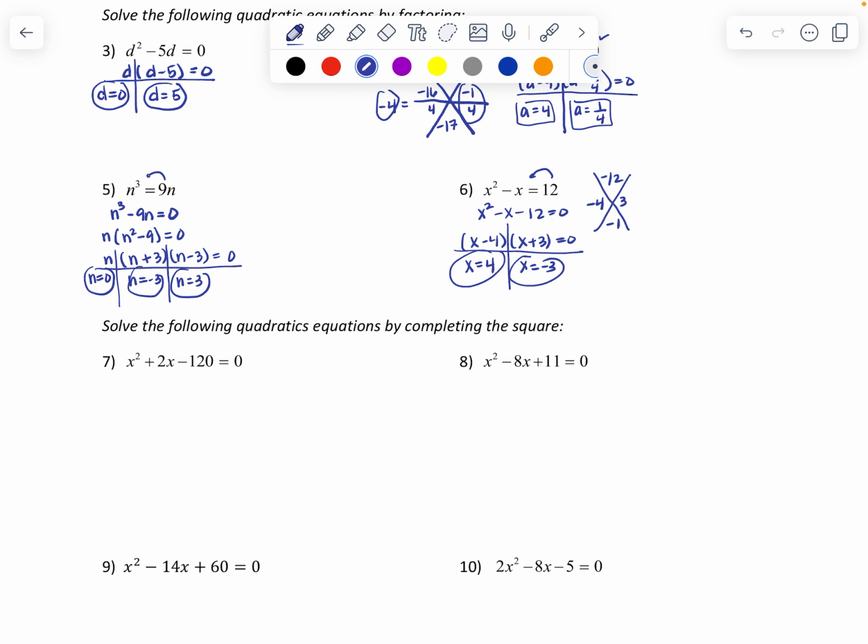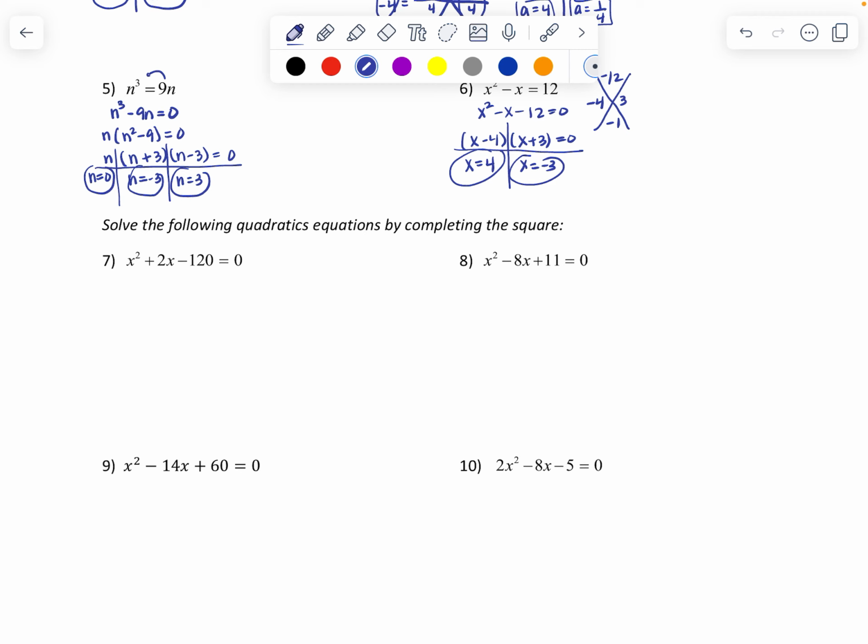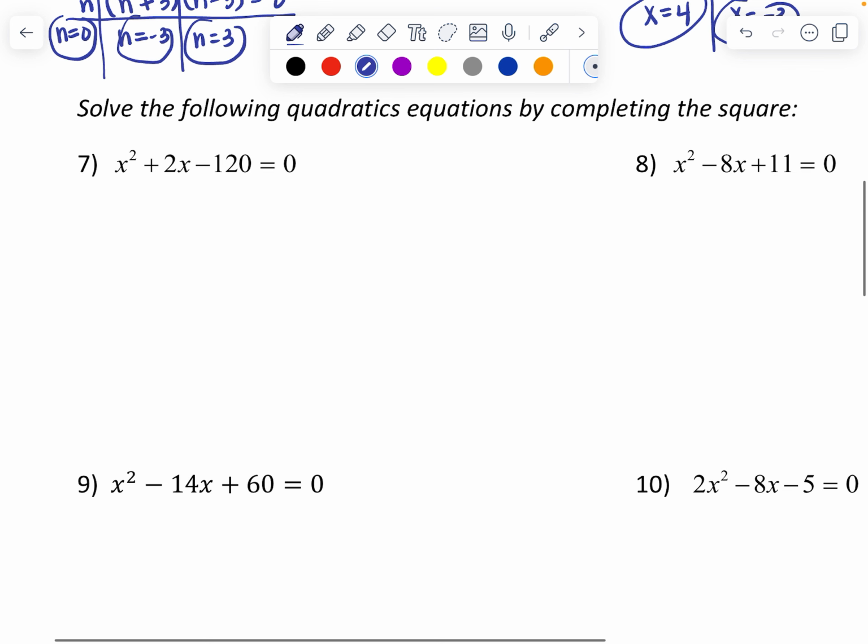Now, solving the following quadratics by completing the square. There's one question like this on there, and you guys, the numbers aren't quite as big, okay? So when you're completing the square, the first step is to move the constant term to the right. So you're going to get x squared plus 2x equals 120, okay?